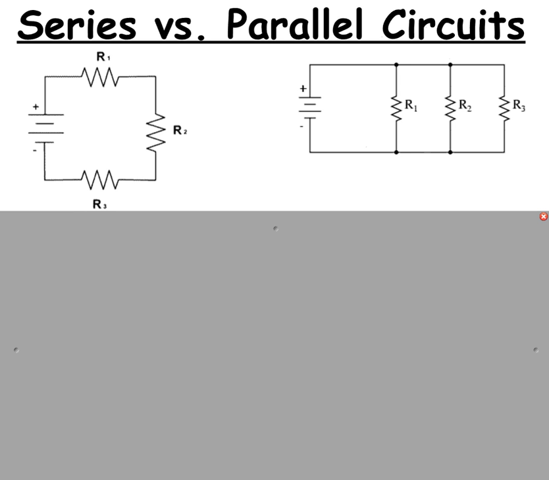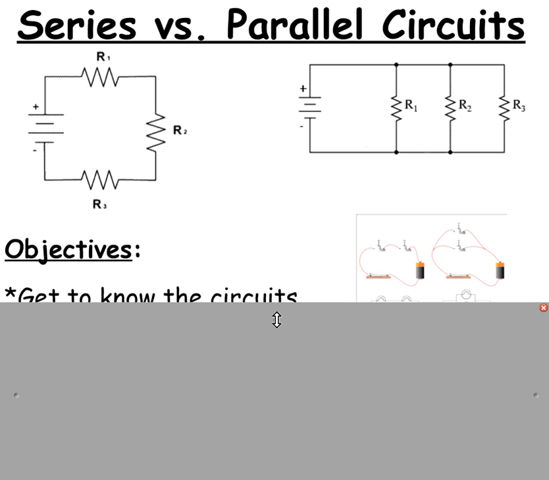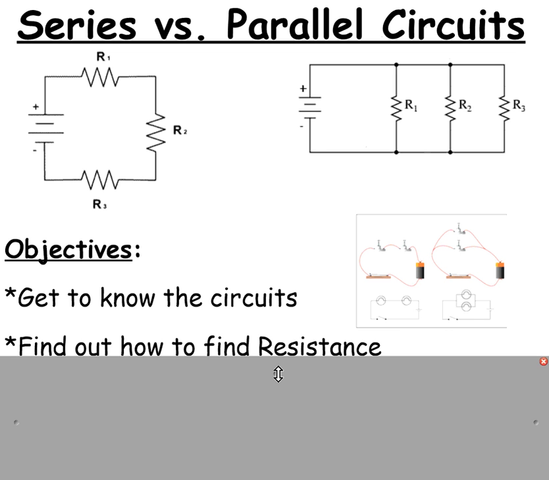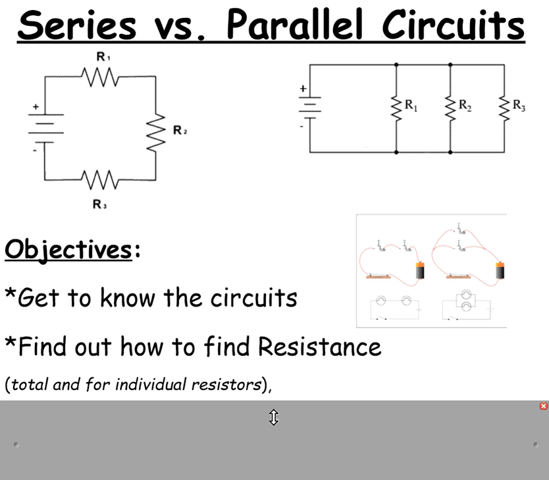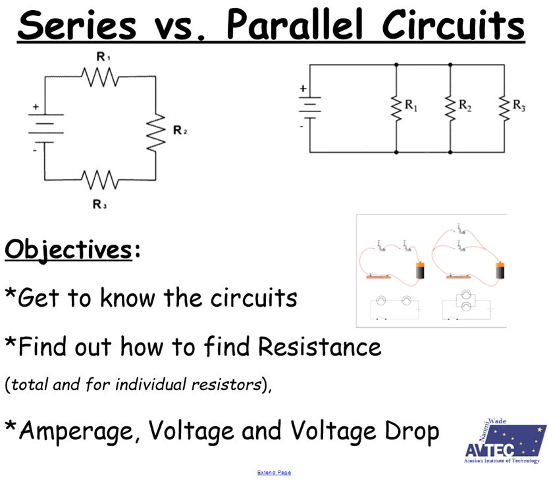In this video, we're going to be comparing series and parallel circuits and get to know how the circuits work and how to find the missing components of the circuits. So the objectives are to get to know them, find out how to find resistance, both the total resistance and for individual resistors, and also how to find amperage, voltage, and voltage drop where appropriate.